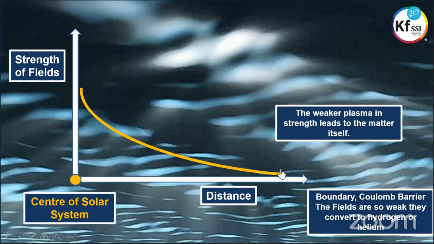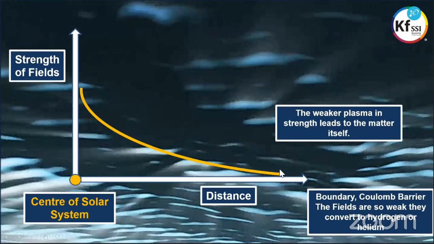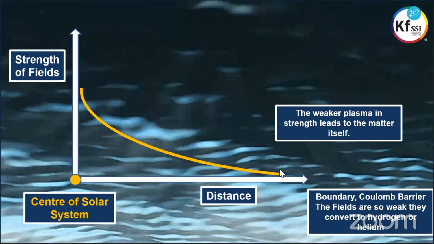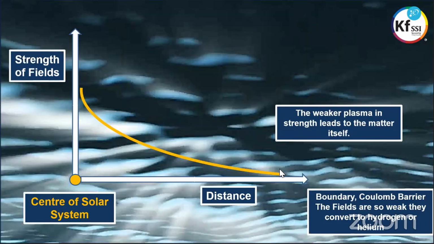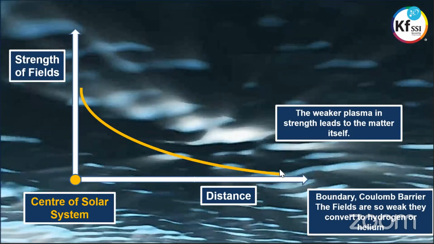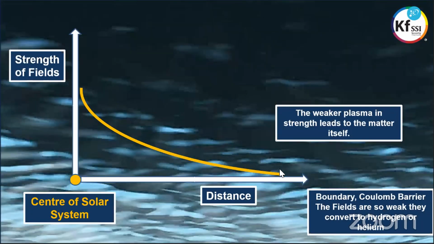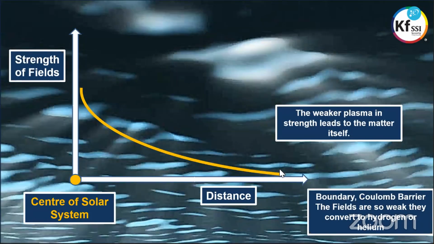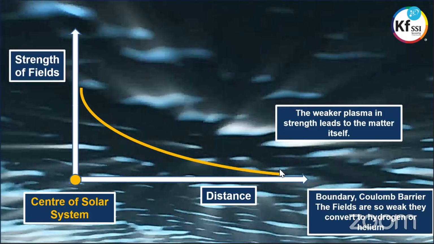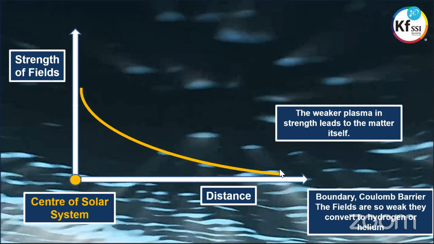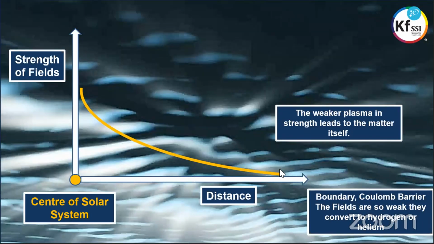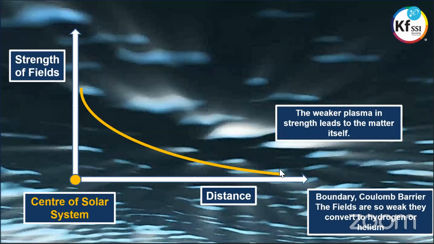So it's this weaker plasma in strength which leads to the matter itself. We get the boundary, or the Coulomb barrier. These are the fields that are so weak that they convert to hydrogen and helium. We're looking at it in our solar system. As the fields come out from the sun and reach the outer edges of our solar system, they are so weak that they convert to hydrogen and helium and then start coming back in again.